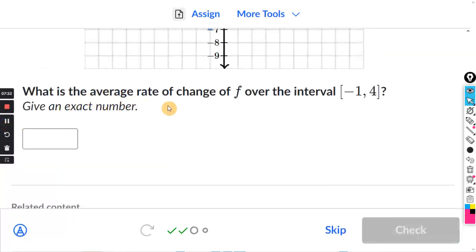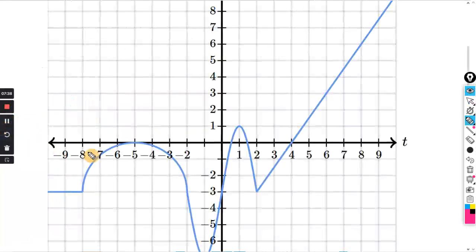All right, what is the average rate of change over the interval negative 1 to 4? Again, these are the x values. So let's go to the x-axis here. They called it t, but that's irrelevant. We're going from negative 1 to 4. Here's the x-axis, negative 2, 0. This is negative 1, and this here is 4.